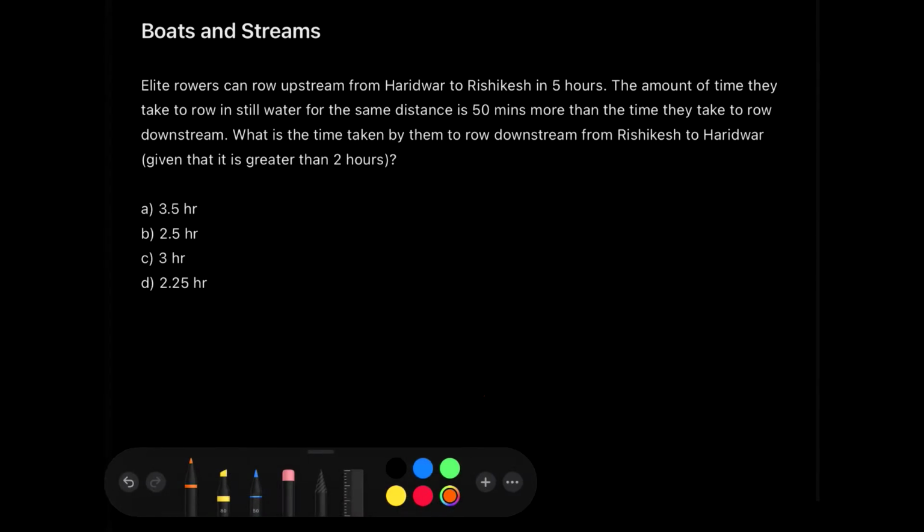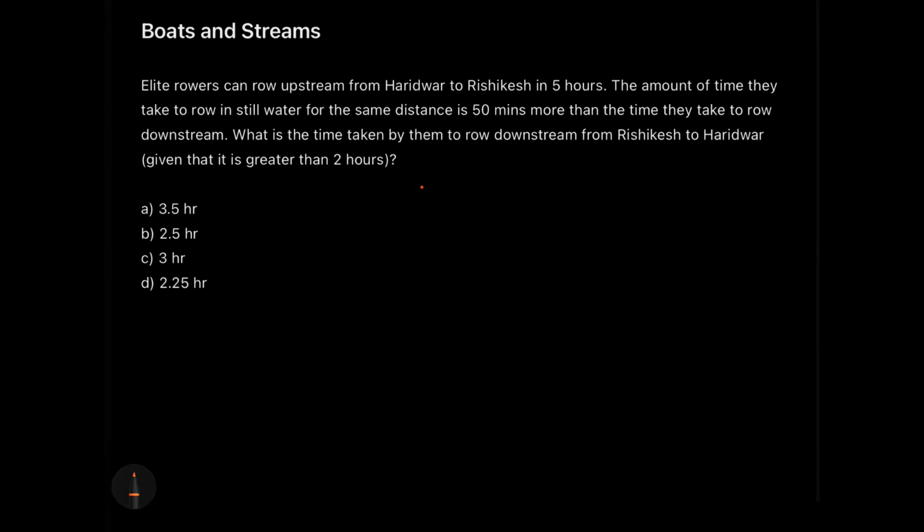There is a light rower who can row upstream from Haridwar to Rishikesh in 5 hours, and the amount of time they take to row in still water for the same distance is 50 minutes more than the time they take to row downstream. The first information they have given us is the upstream time. The time is 5 hours and the downstream time would be 50 minutes less.